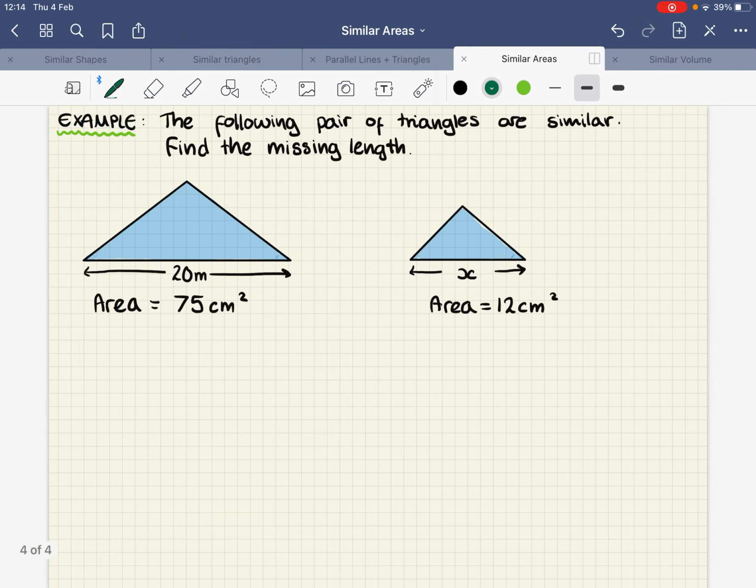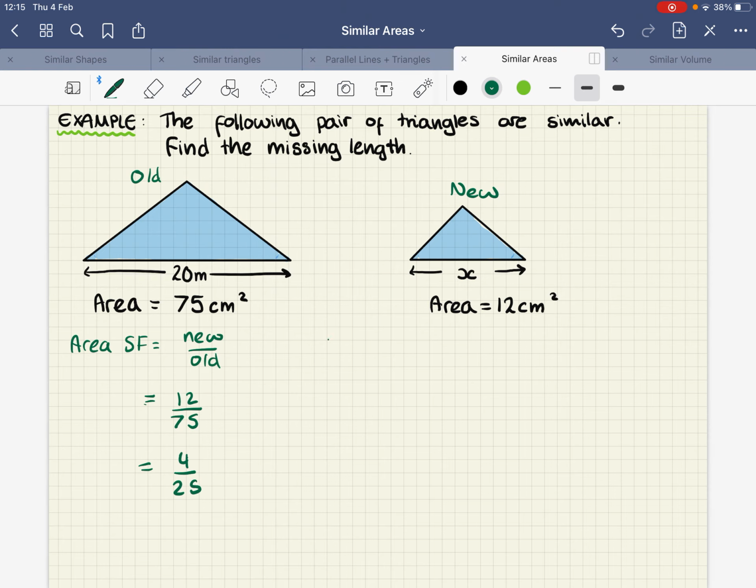Okay, last question type then. So this time, the following pair of triangles are similar. Find the missing length. So this time we know the area, but we don't know the length. So we can't do our linear scale factor because we have an unknown there. However, we can do our area scale factor. Because remember, it does work the same way. So we still do that new over old. So that's my x, so that's going to have the new. So that makes that one my old. So that's going to be 12 over 75. And 12 over 75 comes to 4 over 25.